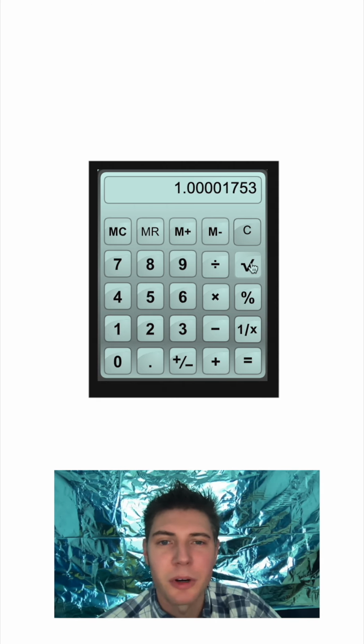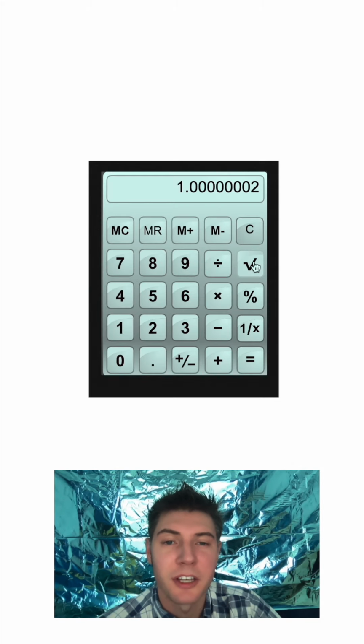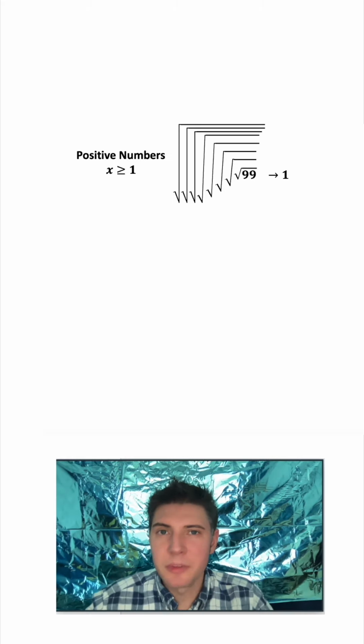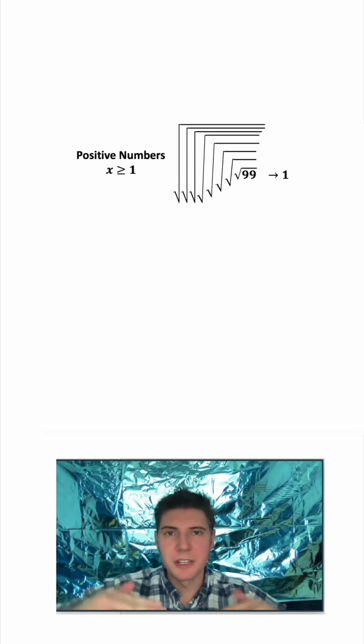And if we keep hitting the square root, it's going to eventually say 1 because the calculator rounds. So anytime you take the square root of a number greater than 1, it's going to keep dropping down until it gets to 1.